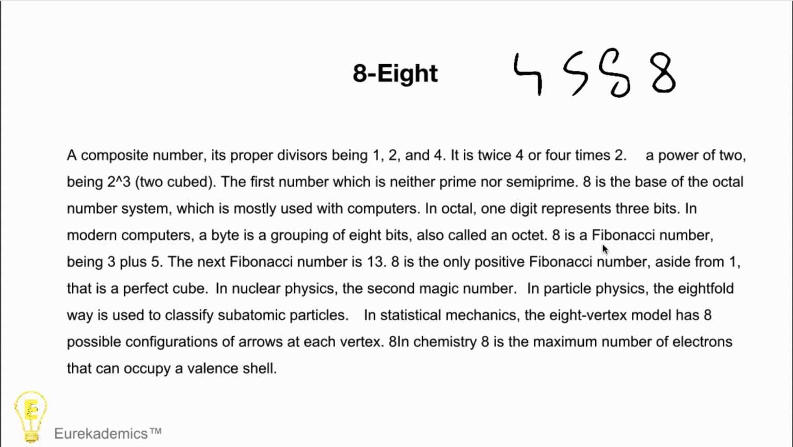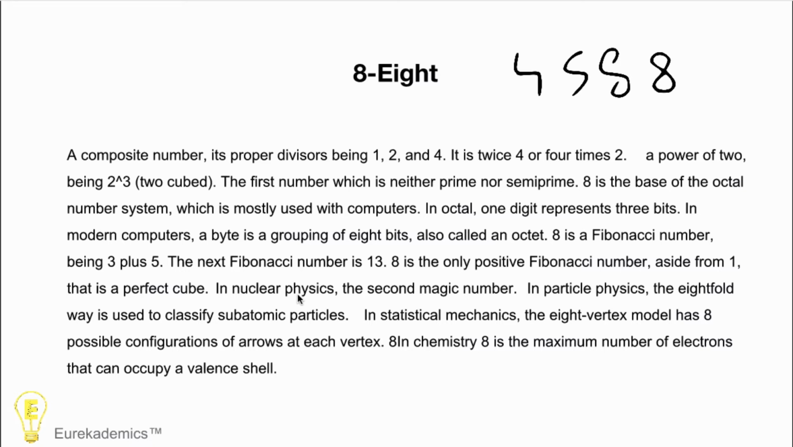8 is a Fibonacci number, being 3 plus 5. The next Fibonacci number is 13. 8 is the only positive Fibonacci number, aside from 1, that is a perfect cube.